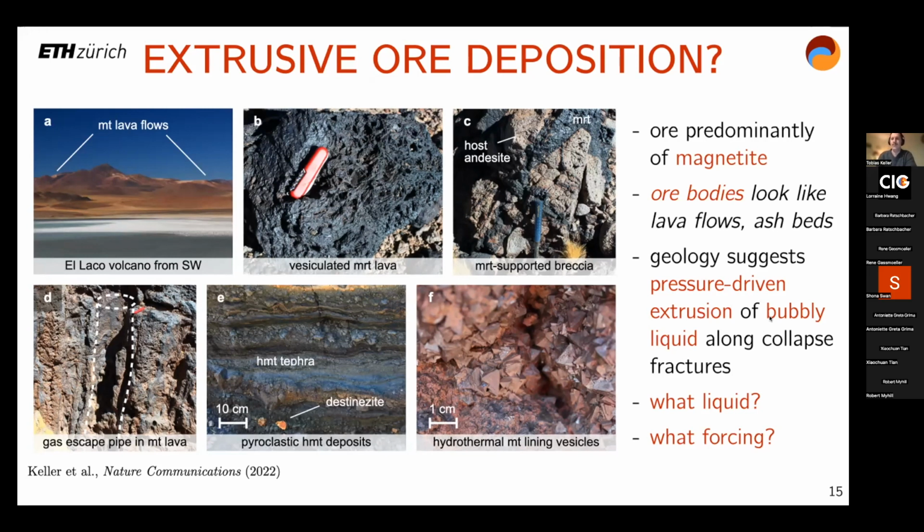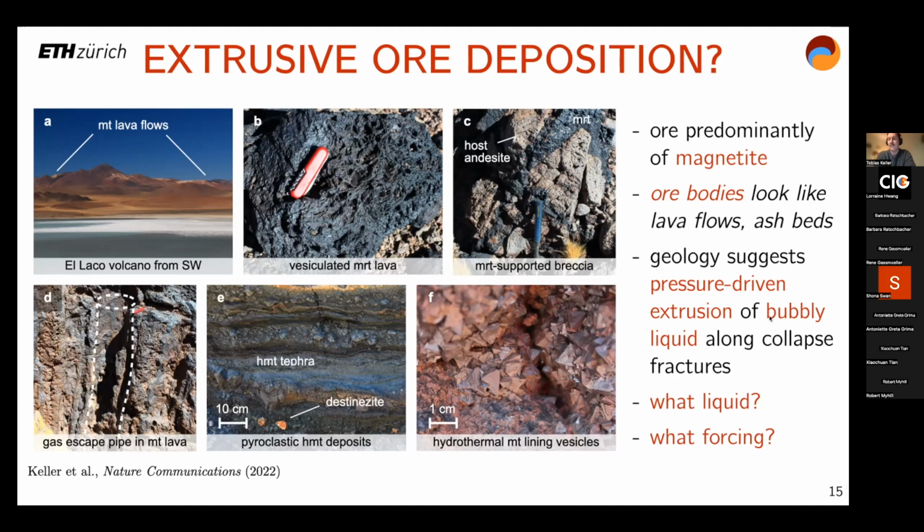explosive or effusive extrusion. So that would suggest that we're looking at a pressure-driven extrusion of some bubbly liquid. And because of the location on the flanks of the volcanoes, it has been interpreted that it might be coming up through collapse fractures of the volcanic edifice. But what would that liquid be?